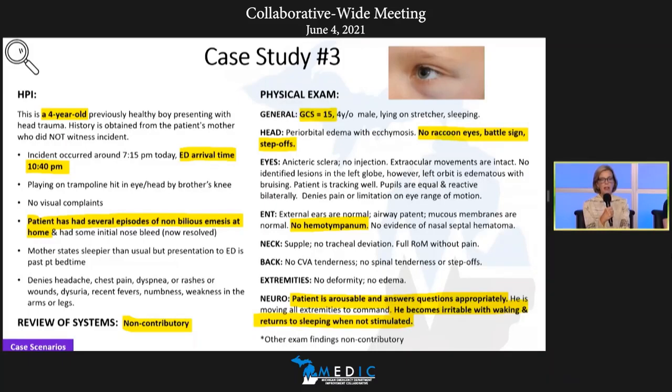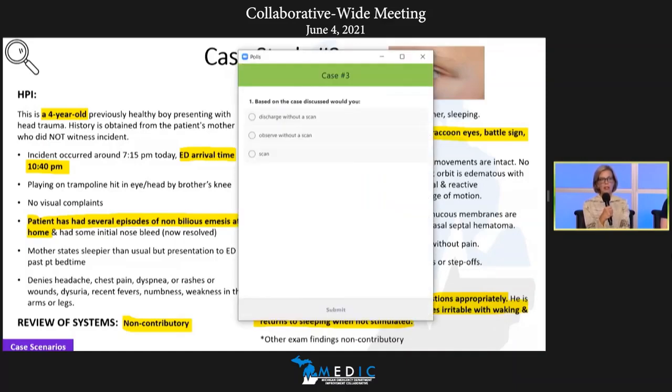At any rate, the neuro exam is notable in that the patient is arousable and answers questions appropriately. So despite the fact the child was sleeping, he's able to be awakened and evaluated, and he's moving all extremities to command. He does get a little cranky when he wakes up, and then he returns to sleeping when he's not being stimulated for the exam.